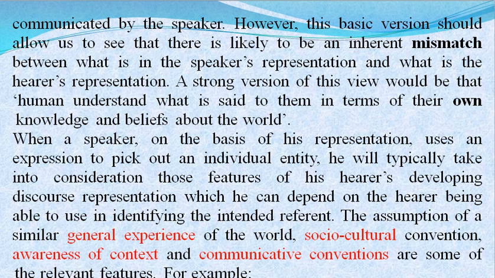However, this basic version should allow us to see that there is likely to be an inherent mismatch. You see, sometimes there is a mismatch between the speaker and the hearer, between the speaker's representation and the hearer's representation. A strong version of this view would be that humans understand what is said to them in terms of their own knowledge and beliefs about the world. All of us understand what is said to us in terms of our own knowledge, okay, and our beliefs about the world. So maybe there are mismatches between us, between these understandings, because each of us has special knowledge, special beliefs about the world, so we are different from each other.